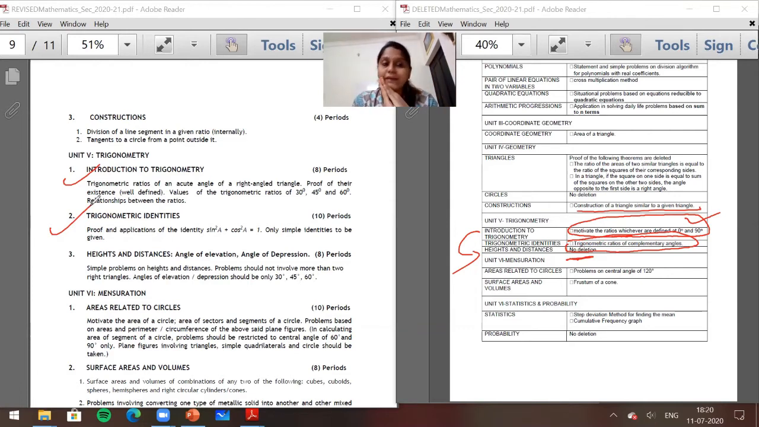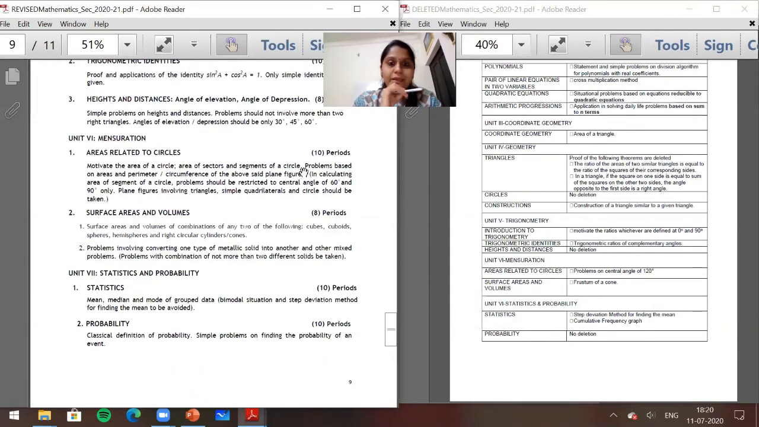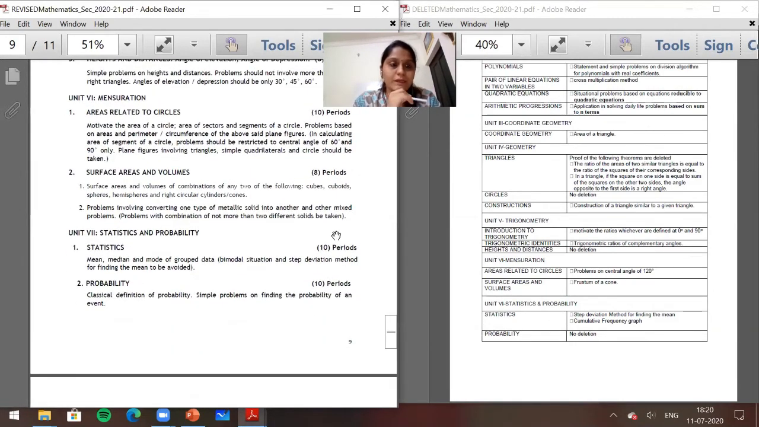Fine. The next chapter, heights and distances, angle of elevation, angle of depression, has no change. It is as it is. Only one exercise is there, and again, it is based on the application of trigonometry, which would be quite easy, right? Now, as we move on to our next unit, unit number 6, mensuration, areas related to circles. As far as this part is concerned, many parts are there.